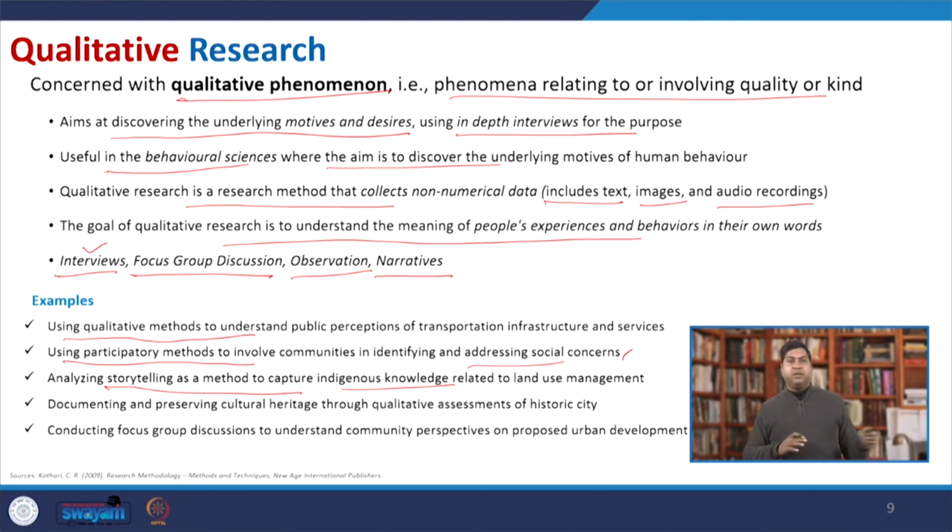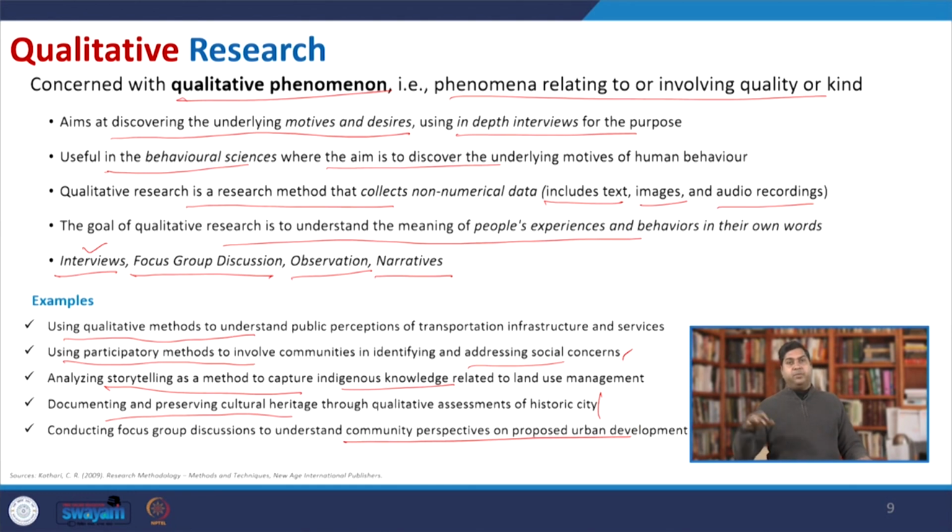Here also, we try to find out, over time in a temporal manner, how things have changed in that traditional way, how they manage land resources and all. So in this case also it can be done through qualitative research. Documenting and preserving cultural heritage through qualitative assessment for a historic city, which I already mentioned earlier. Conducting focus group discussion to understand community perspective on proposed urban development. So this is also very important.